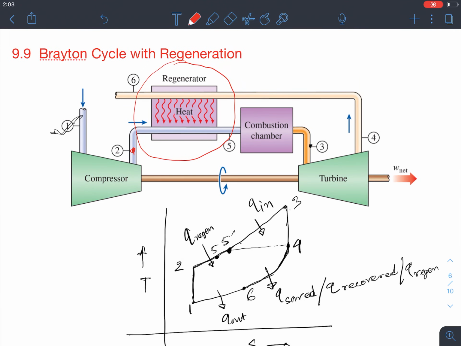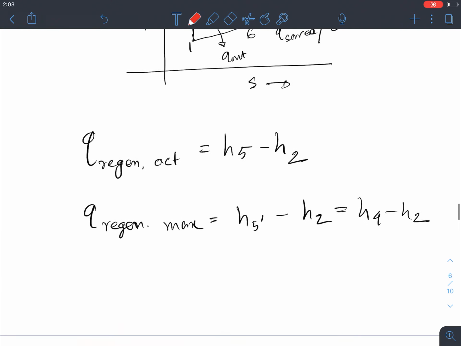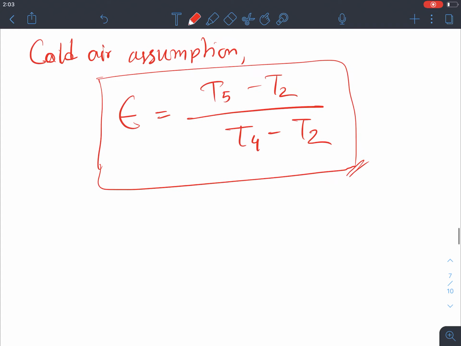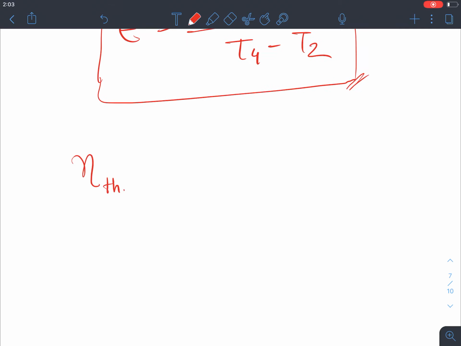So basically, what are the things you are looking for? You are looking for T5, T4 and T2. Basically the compressor output, the turbine output, and the regenerator output, or the combustion chamber input, either way, right? So if we know the temperature of these 3 points, then we can determine the effectiveness of that regenerator. And then the efficiency expression of that regenerated cycle, right?